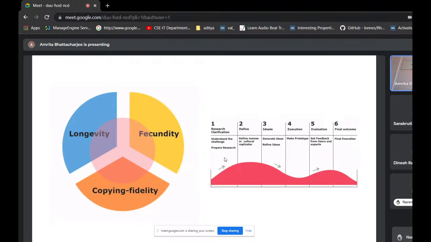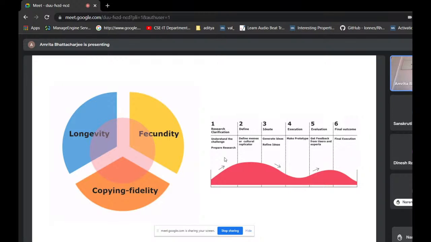So longevity means that any cultural idea or practice or habit, or it could be any music, any dance, how long it has survived in a particular place. Then comes the facility, that means how rapidly it can be transferred from one mind to another mind. So we can say it's a kind of mind replicator. So any idea, how fast it can be transferred, and the copying fidelity, that means while copying from one mind to another mind, how much the information is getting distorted or whether it is copying with fidelity.